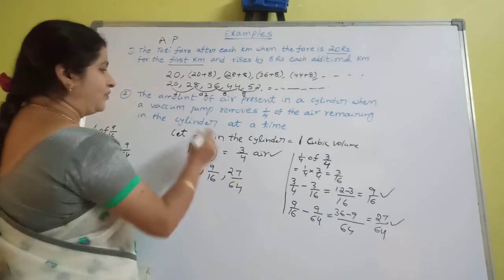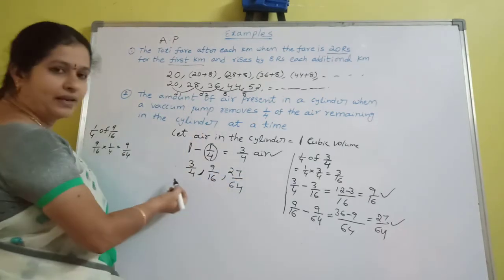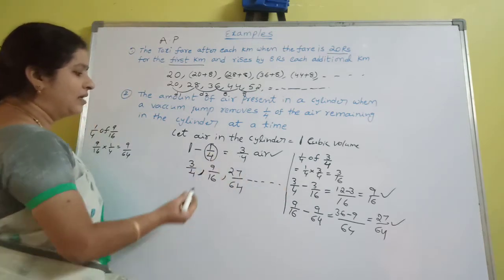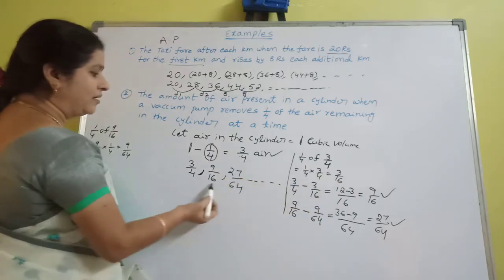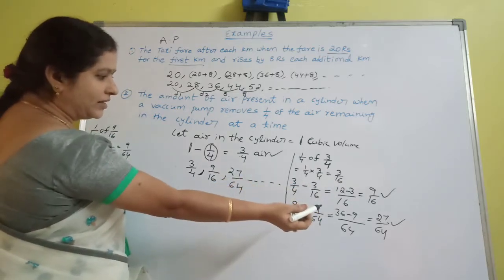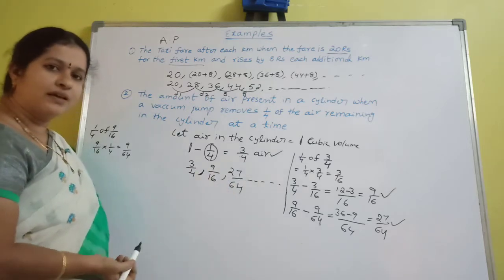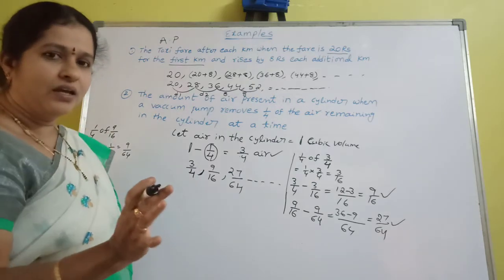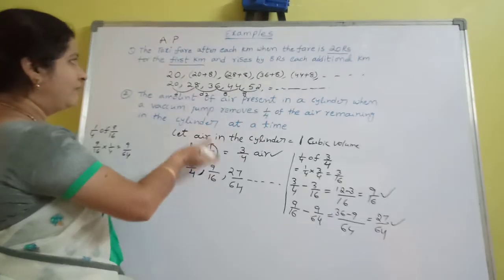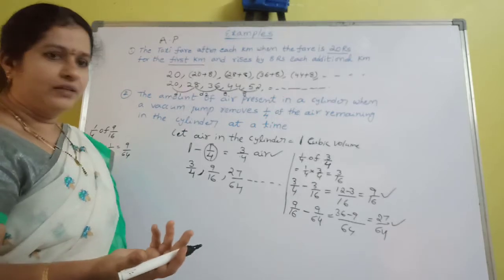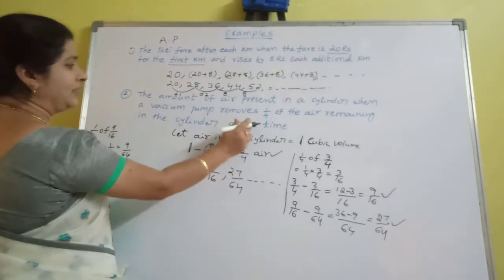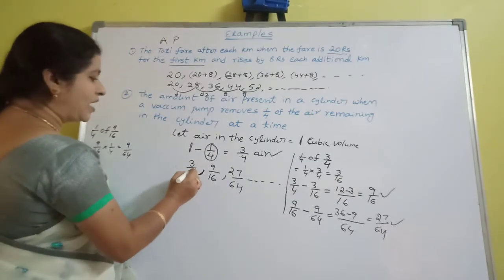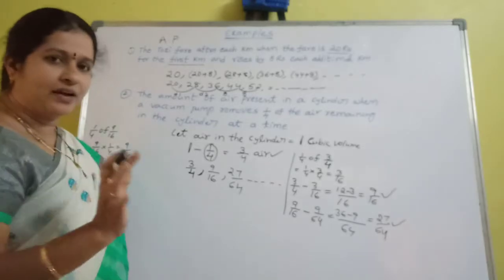27/64. So for this statement, the series will be like this. The first term is 3/4 air left. First condition. The second condition, 9/16 air volume is left. Third condition, 27/64 is remaining. So you just find the first three terms only. You can easily say whether the series in the statement is in AP or not. You only have to find the first three terms.